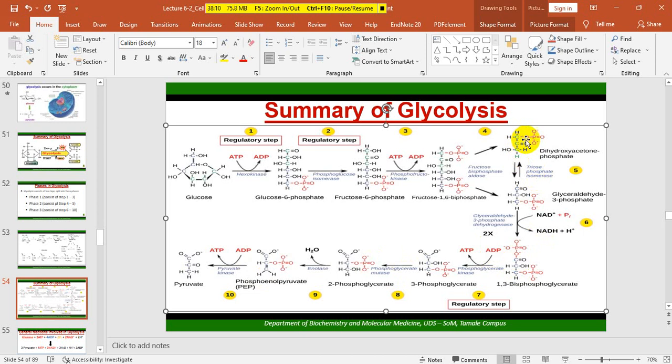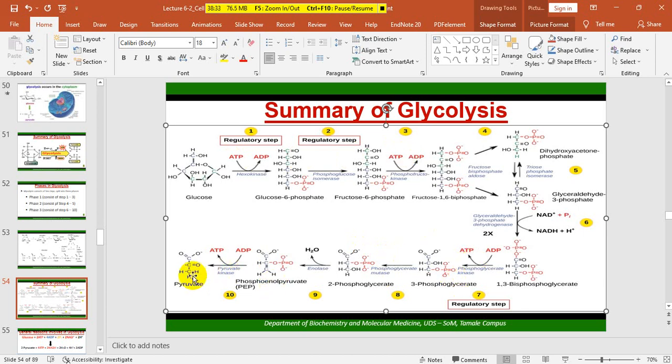the 3 carbon compounds are 2. Dihydroxyacetone phosphate and glycerol phosphate. We use one of them to produce 1 ATP and another ATP. Then the second one will also come and produce 1 ATP and another ATP. So in the end, we have 4 ATP being produced. We use 2 ATPs to produce 4 ATPs.